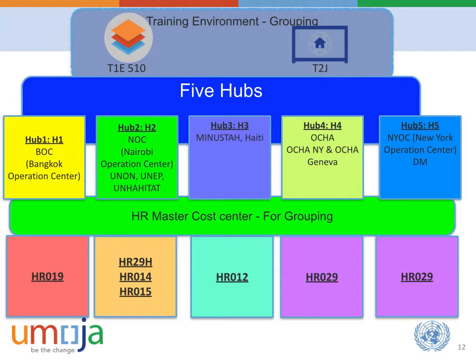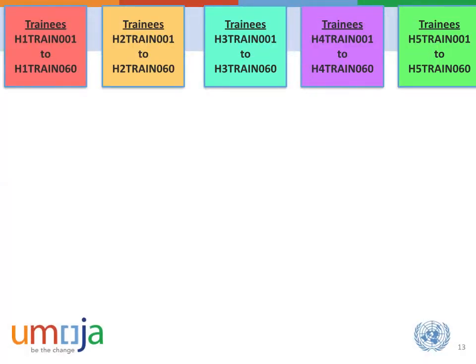Then let's take a little bit of an approach on all these user IDs and see how the roles are assigned. If you see the user IDs for all the 5 hubs, which are the trainee hub IDs, they start with H1, where the first 2 characters represent the hub, and 001 is the sequential number of your trainee ID.